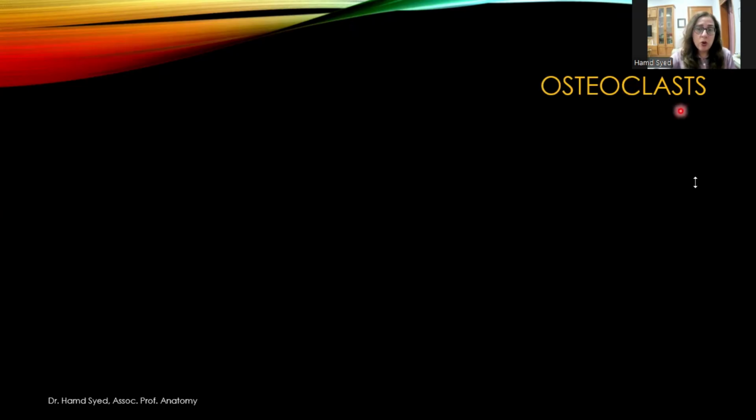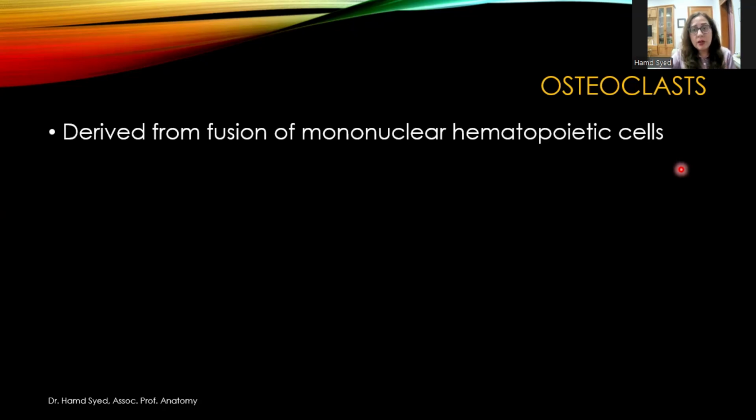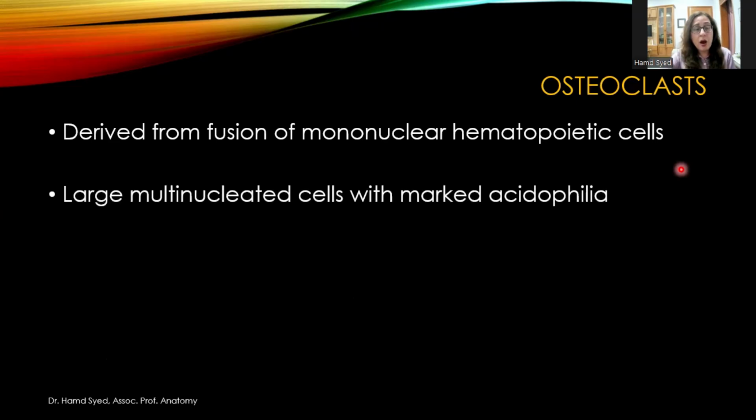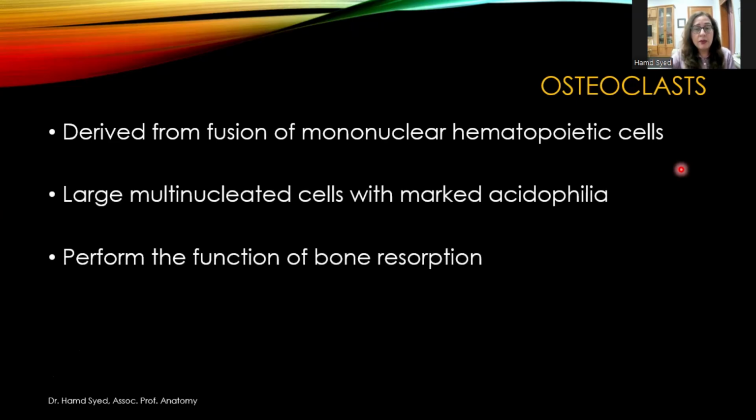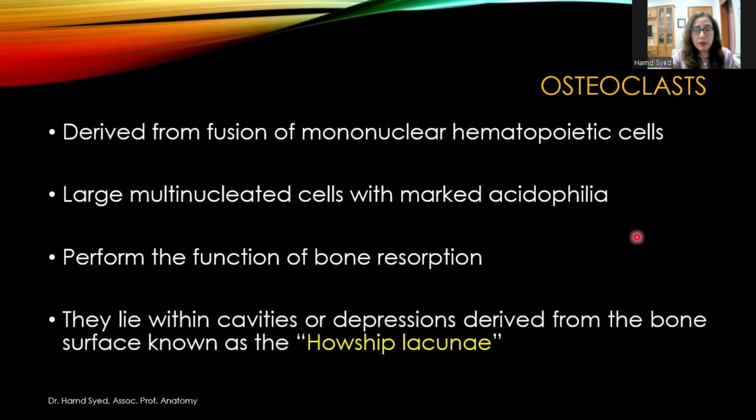Then let's talk about another cell population which is present in bone, which are the osteoclasts. Whenever we use the word clasts, we mean it has the function of destruction or removal. So what are the osteoclasts going to do? They themselves are derived from mononuclear hematopoietic cells. They are large multinucleated cells with marked acidophilia. They have the function of bone resorption, that is the removal of bone. They lie within cavities or depressions derived from the bone surface, and these cavities are known as the Howship lacunae.